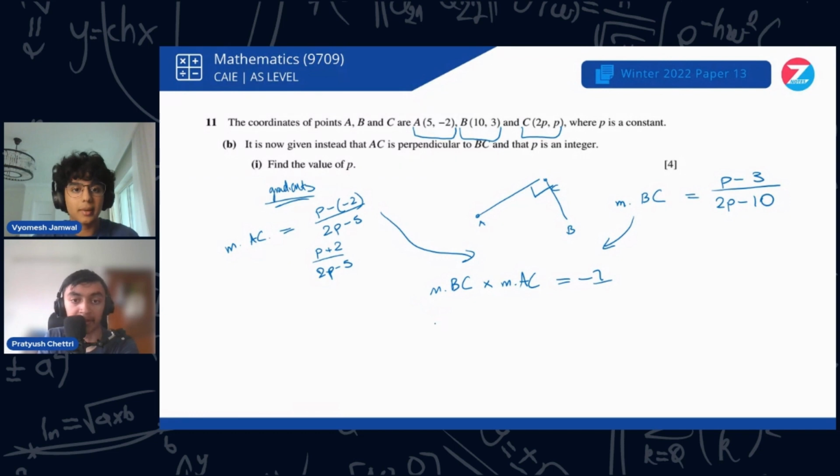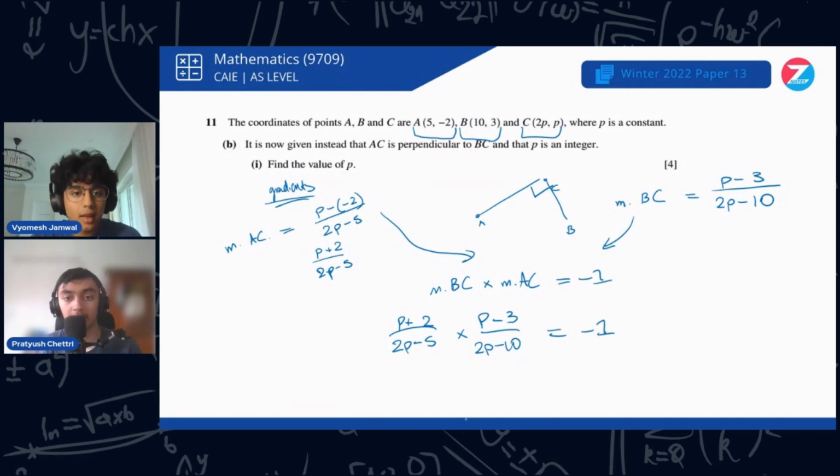So I'm going to substitute these. P plus 2 over 2p minus 5 times p minus 3 over 2p minus 10. Boom. Now it's basically multiplication, so it'll be p plus 2 times p minus 3 divided by 2p minus 5 times 2p minus 10 in one fraction. What I would do here is bring this one to the other side and just cross multiply. Oh yeah, you could also do that. We could also do that method.